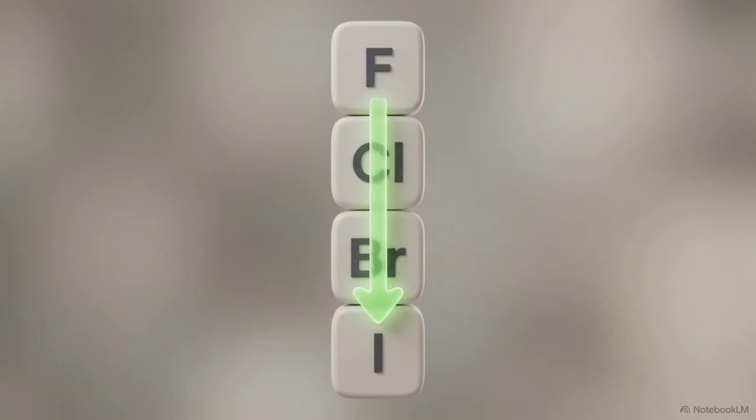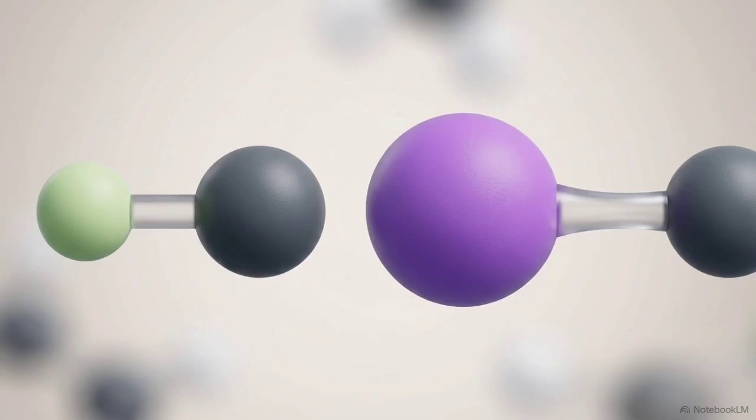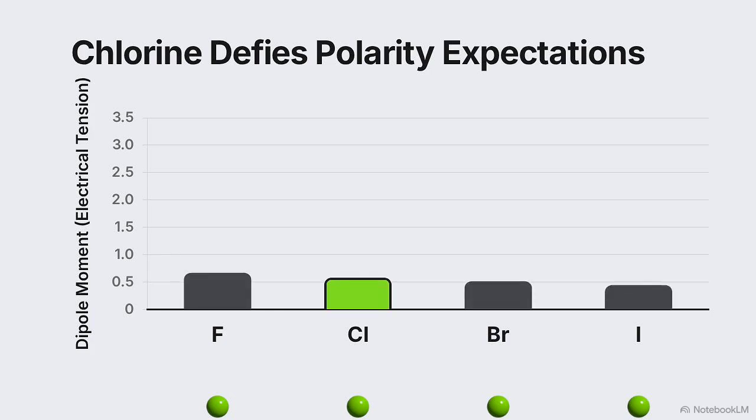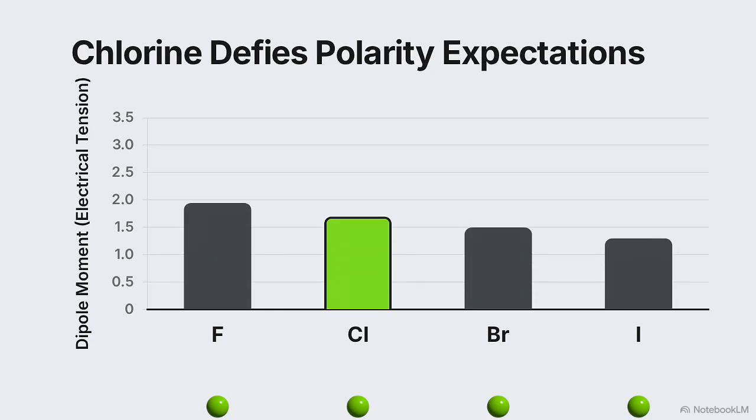There is a standard rule as you move down the periodic table from fluorine to iodine. The atoms get physically larger, the length of the bond increases, and the strength of that bond predictably drops. This chart shows the dipole moments, the overall measure of that electrical tension for the different halogens. You would expect fluorine to have the highest dipole moment, but look at chlorine. Its bar unexpectedly spikes higher than fluorine's. The math explains this.